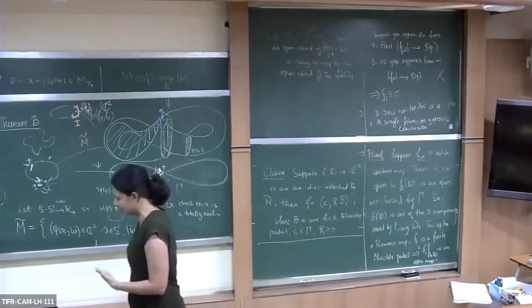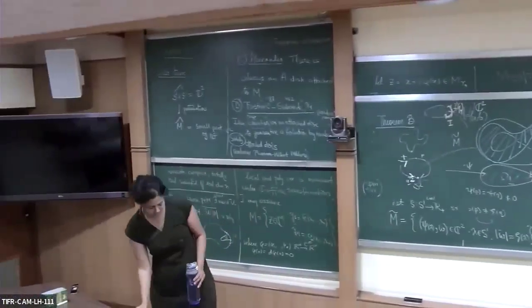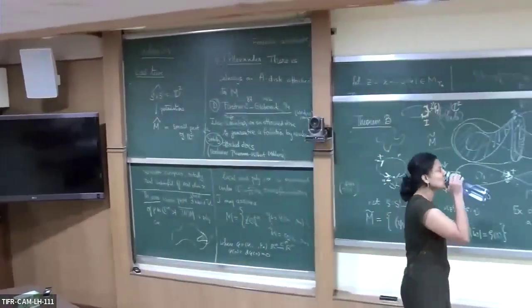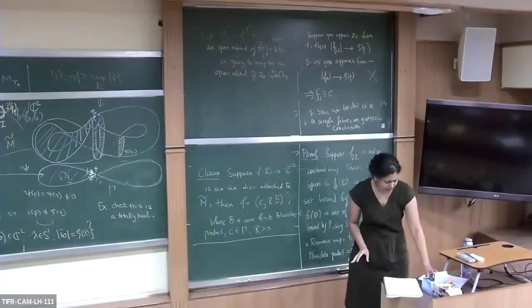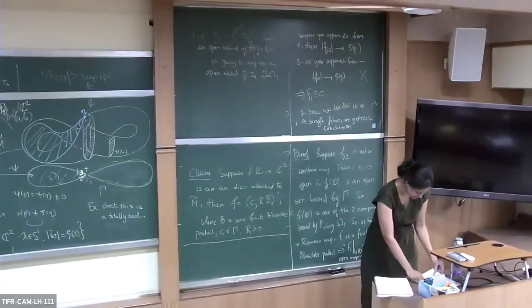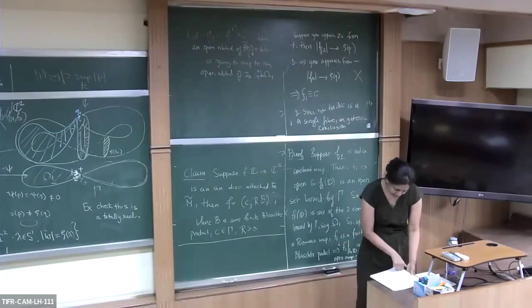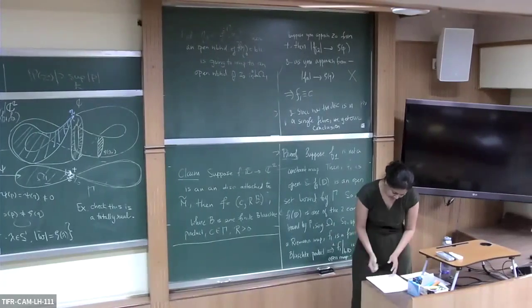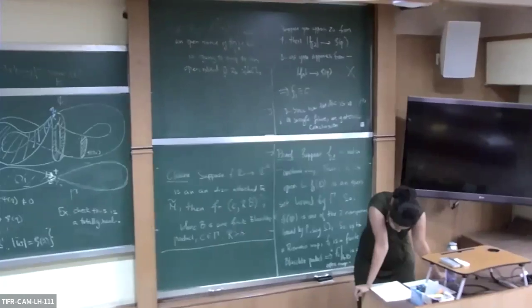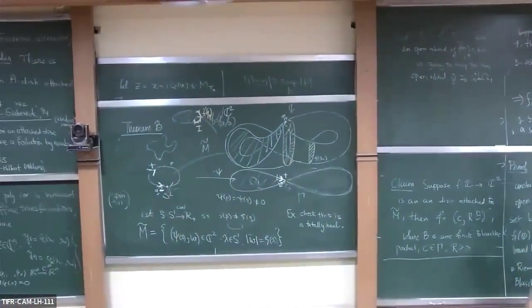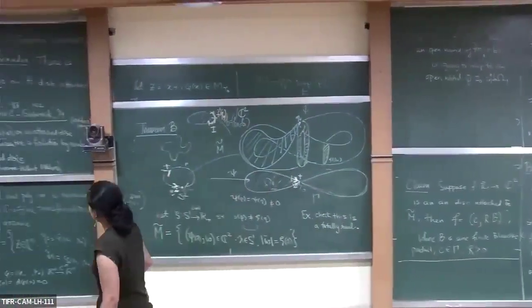You're not done because clearly this object has lots of disks attached to it. But let me pause. You can see these are all one variable arguments. There's no heavy machinery that we are using over here. We are going to modify this example. So let me write down the modified example. We're almost done.